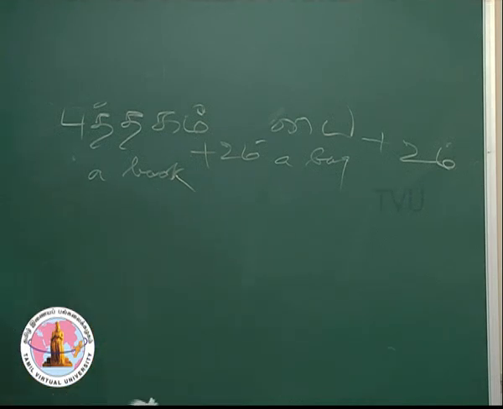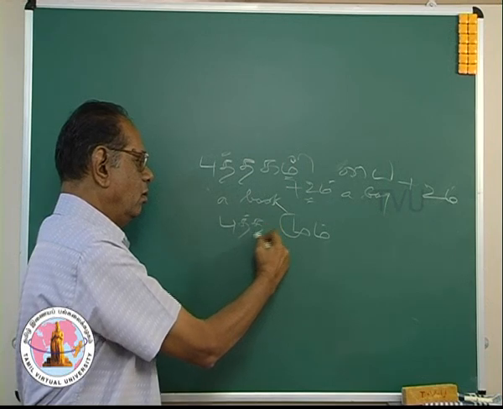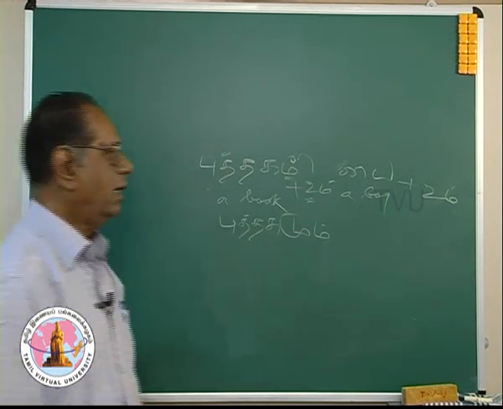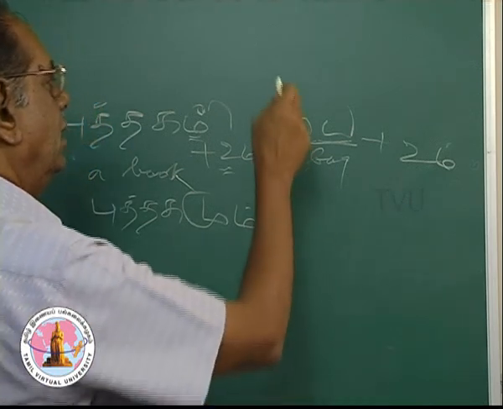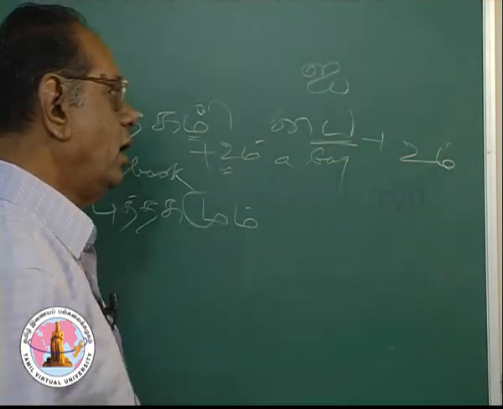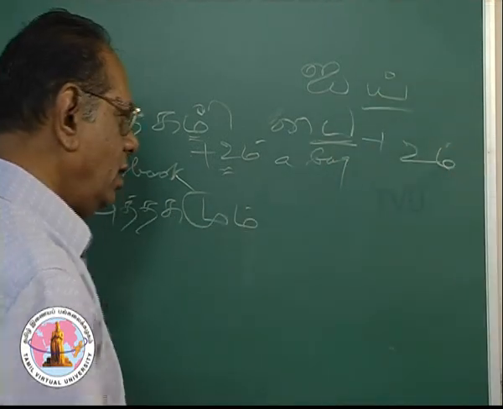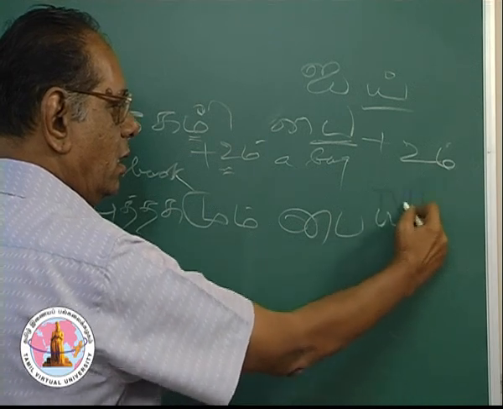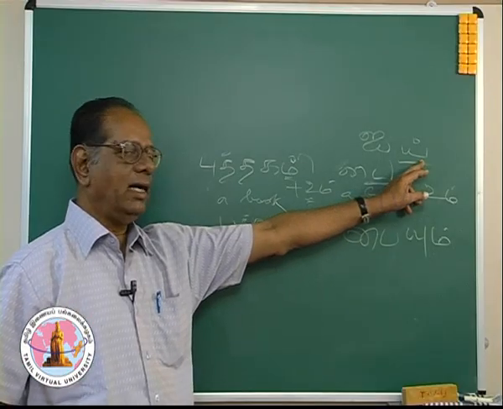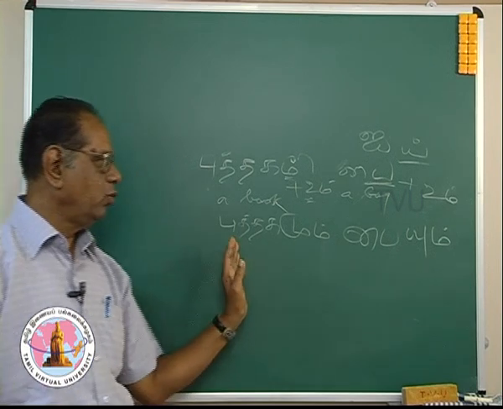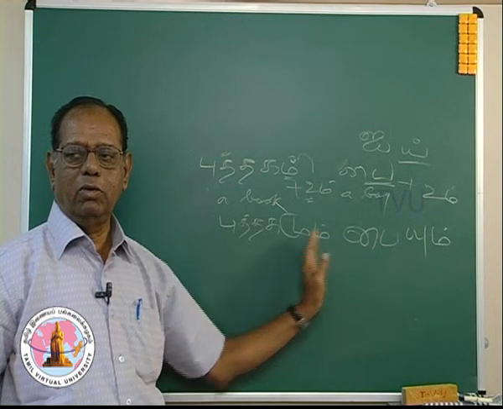Puttagam, this consonant m accepts this vowel u, so naturally it becomes mu: puttagamum. And here, pai is a single-lettered word ending with I, a long vowel. So naturally it needs a semi vowel. Pai plus um, semi vowel ya is added: paiyum. Puttagamum paiyum, a book and a bag.